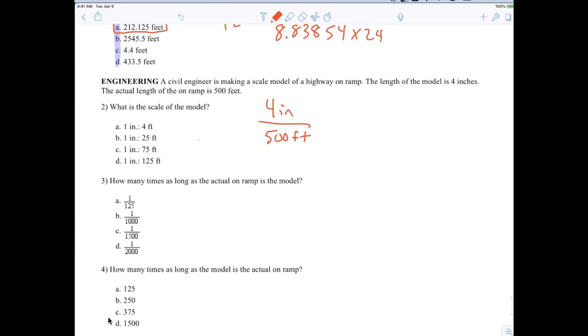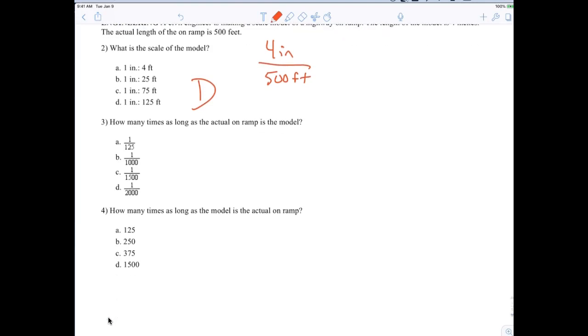See, I think last year I skipped this, just because I think it's really too easy. All right. Now it says how many times as long is the actual... so how many times as long?